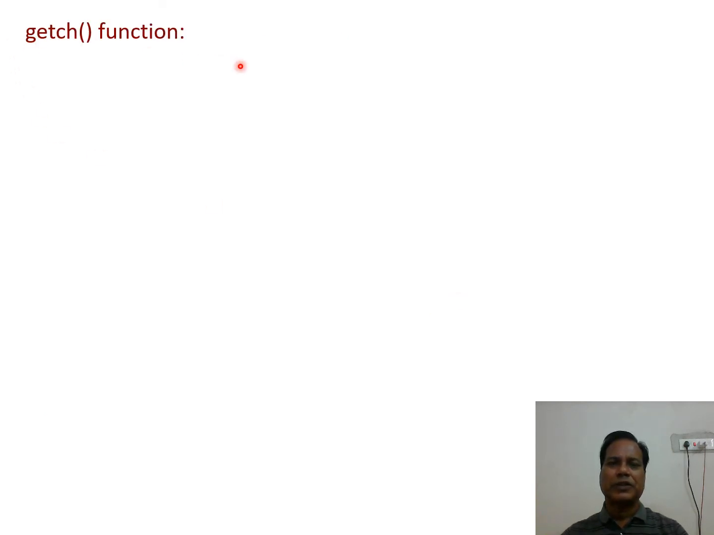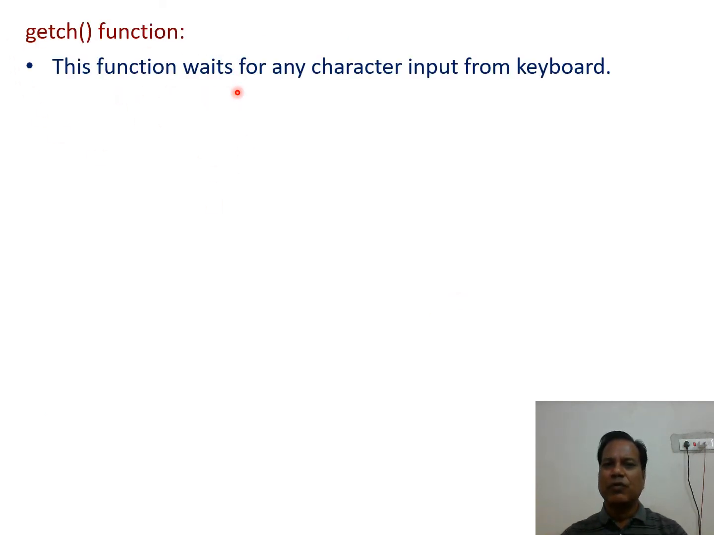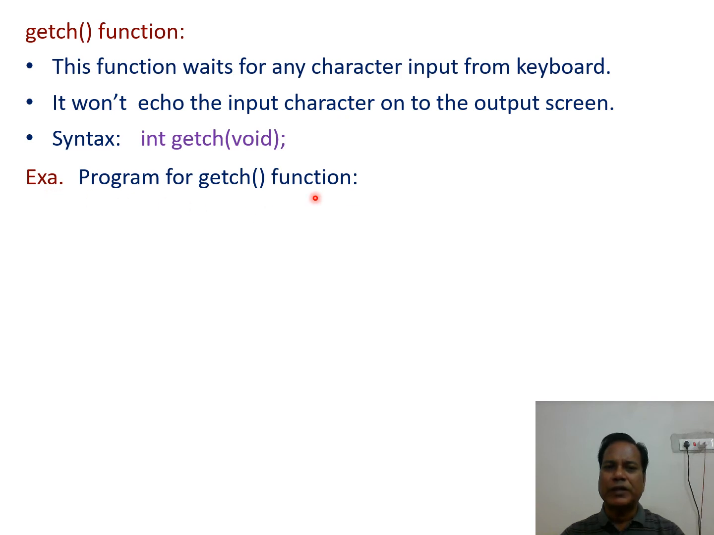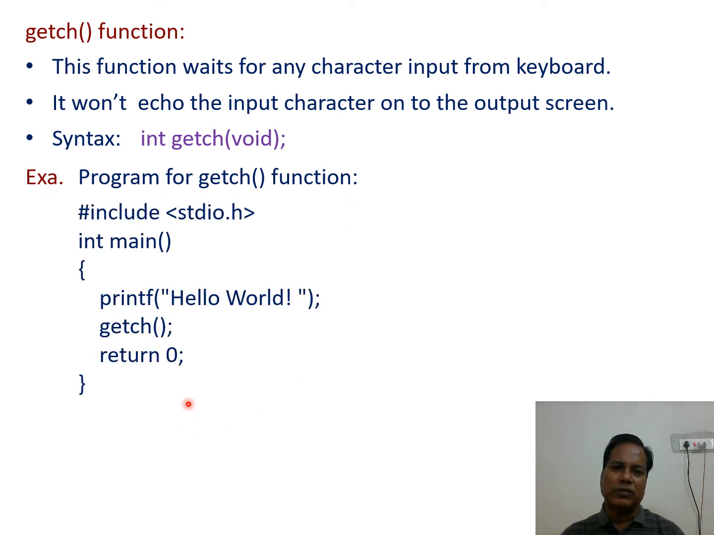getch function. This function waits for any character input from the keyboard. It won't echo the input character onto the output screen. Syntax: int getch(void); An example program for the getch function is like this.